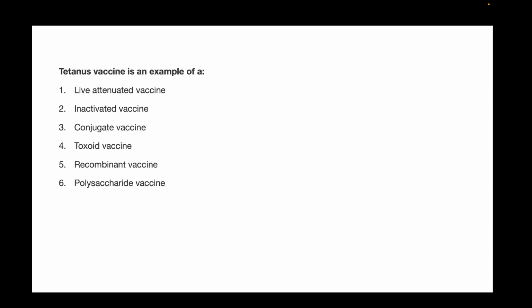Moving on to the next question. Tetanus vaccine is an example of a. Options are live attenuated vaccine, inactivated vaccine, conjugate vaccine, toxoid vaccine, recombinant vaccine, or polysaccharide vaccine.